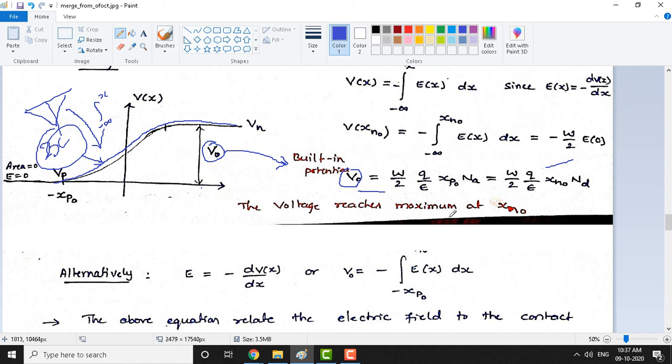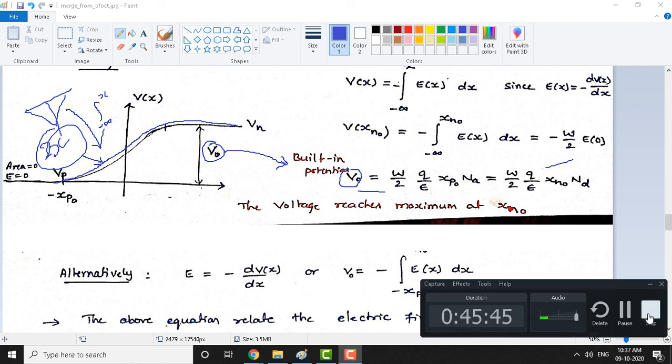Okay, so with that I will stop at this point, and in the next class we will continue with the PN junction, the charge carrier movement within the PN junction, and the current flow within the PN junction. With that I will stop here, and if you have any questions you can ask me.